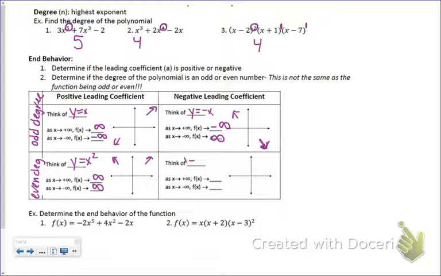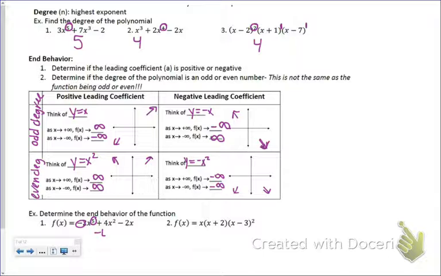Now let's look at y equals negative x squared. Okay, that's negative leading coefficient and an even degree. Both ends would be going down. So both of these are approaching negative infinity. So let's look at two examples here. Again, to determine the end behavior, we need to consider the degree and the leading coefficient. This one would be a fifth degree and a negative leading coefficient.